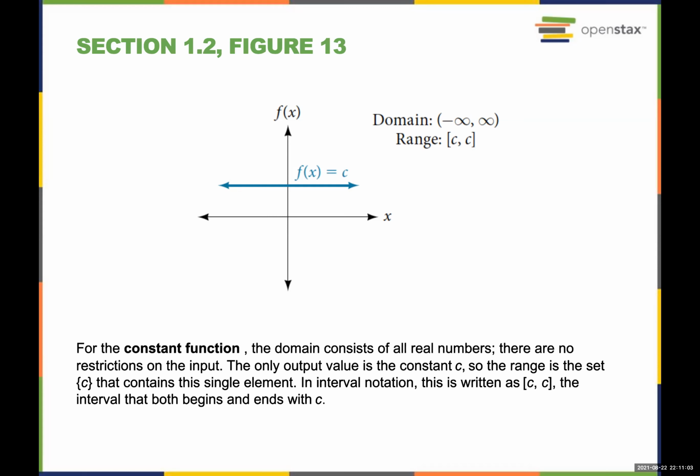Next one, I'll show you some functions and their domain and range. The first one is a constant function. Let's say f of x equal to c. Here is a horizontal line. So the domain is from -infinity to +infinity. And the range is just that constant. So that is from c to c.